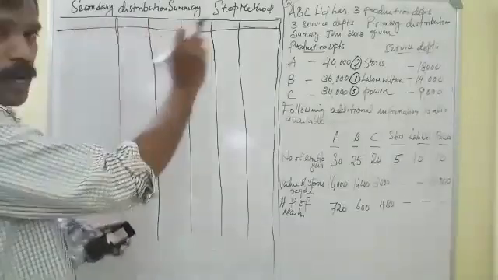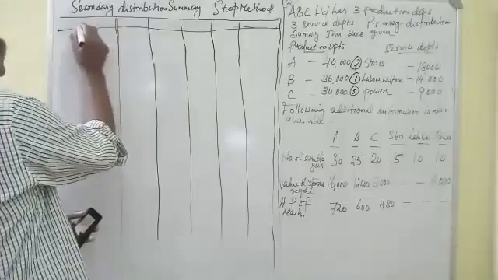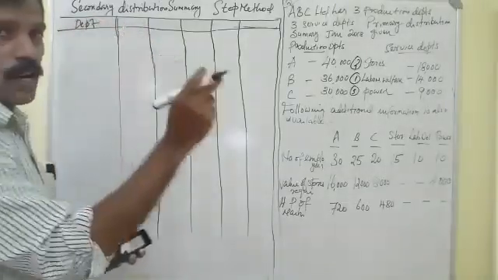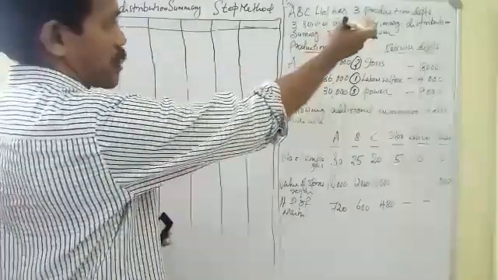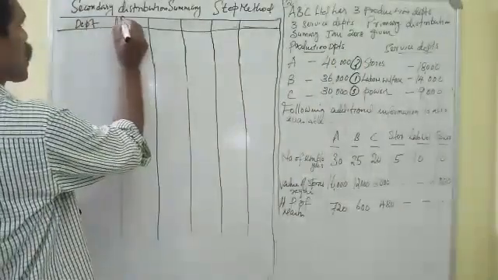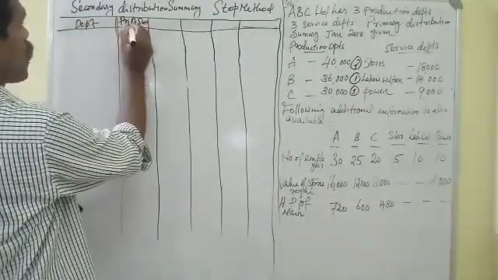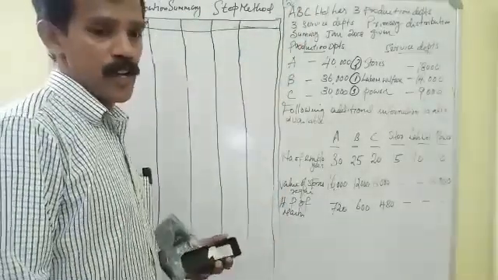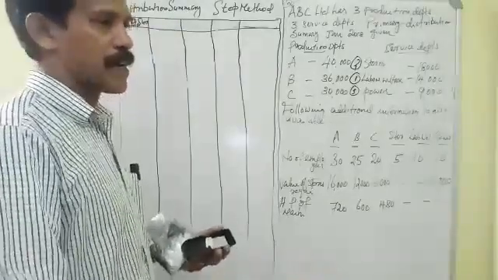We have 6 columns. I draw now 6 columns. Then on the first column I write the name of the department, and then on the second column I show the amount given by this primary distribution summary. Primary distribution summary is the amount I show on these columns. Then these 4 columns are provided for showing the distribution of overheads among different departments.